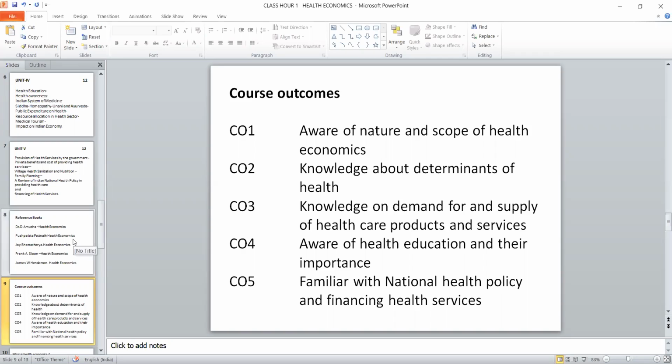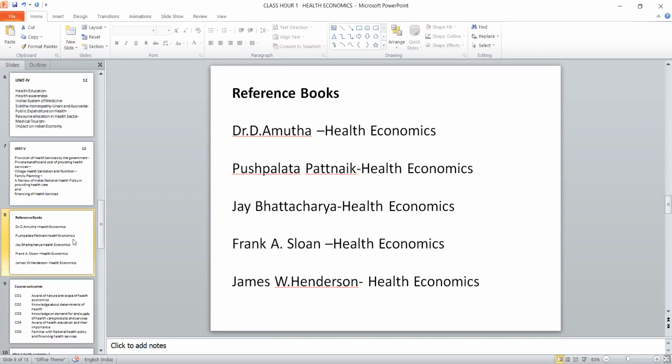I will suggest some reference books. There is an easy book, like notes, by Dr. Amuda. She wrote a book on health economics which covers the syllabus. One more book is by Pushpalata Patnaik. That book is also a good one, but it is not available. It is a Delhi publication. And three more books are Jay Bhattacharya's Health Economics, Frank Sloan's, and James Henderson's Health Economics. James Henderson's Health Economics is available in our library.